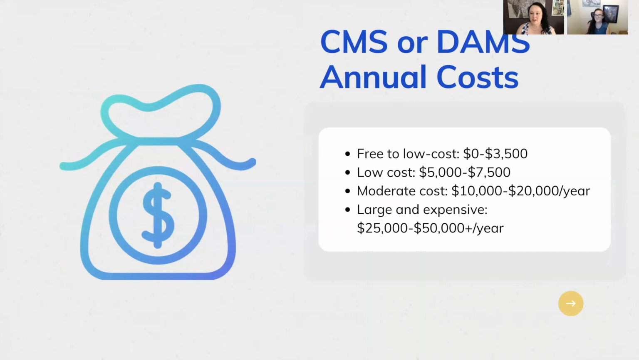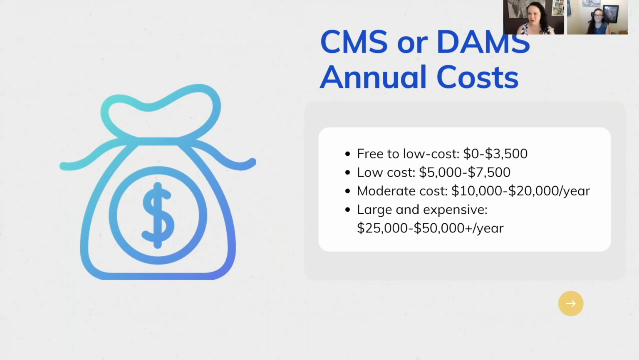Thinking about the CMS and the DAMS cost a little bit further, there's then the annual costs, and just a quick snapshot for you to think about. And there is another webinar for this as well. There's the free to low cost options, which you can get some great utility from depending on your own skills and knowledge and comfort in working with those tools. Many of them can be $0 to about $3,000. Lower cost products, like off the shelf from a vendor, can be about $5,000 to $7,500.